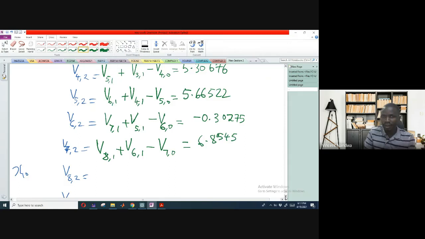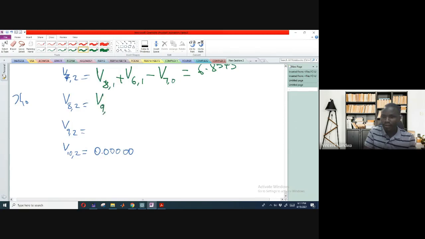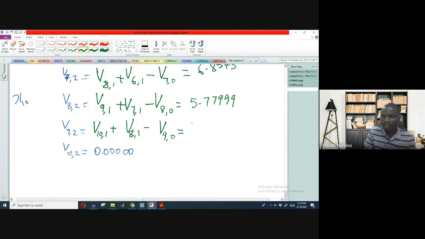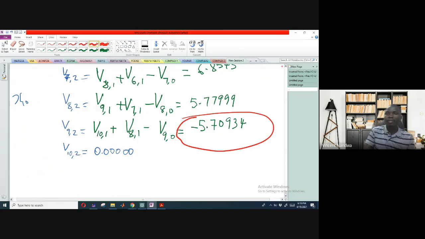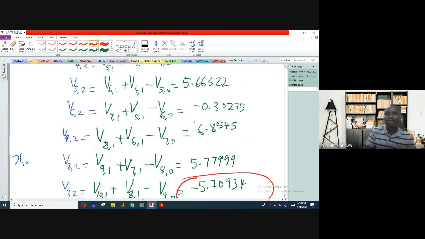And then this is v9,1 plus v7,1 minus v8,0, which equals 5.77999. And lastly, v10,1 plus v8,1 minus v9,0, which is minus 5. This is another strange value, 0.0934. These values are strange possibly because the functions given, in terms of sine, exponential and hyperbolic functions, are what make these ones strange. But according to the solution of the functions given, those are the correct answers. So that is how we obtain the solution for that one.